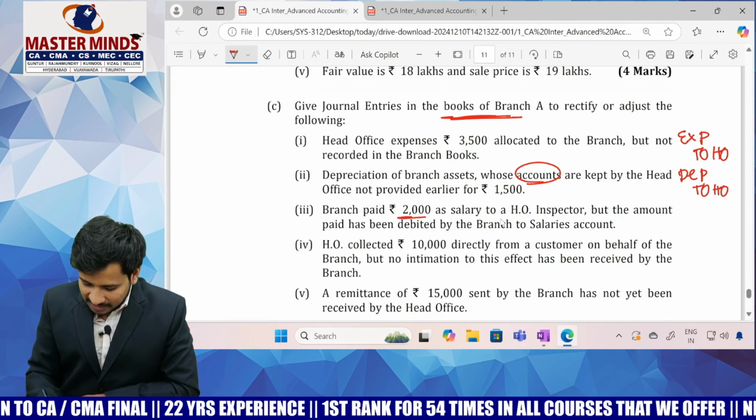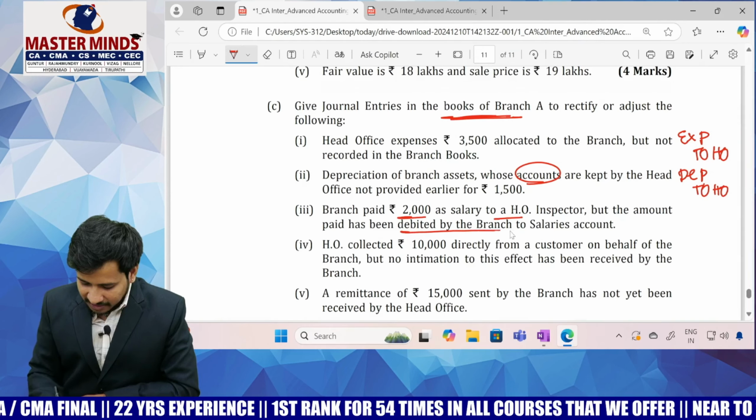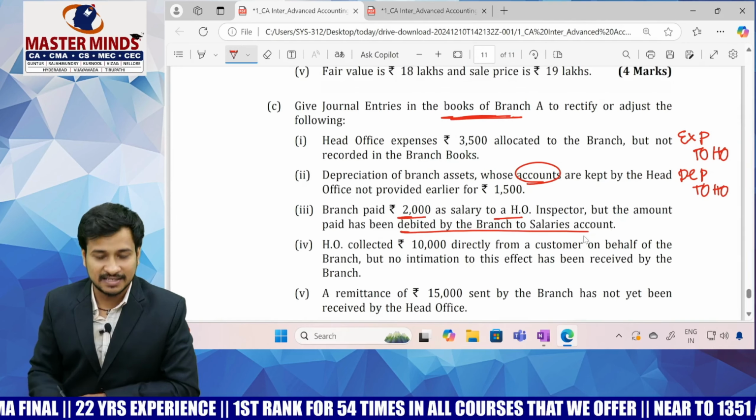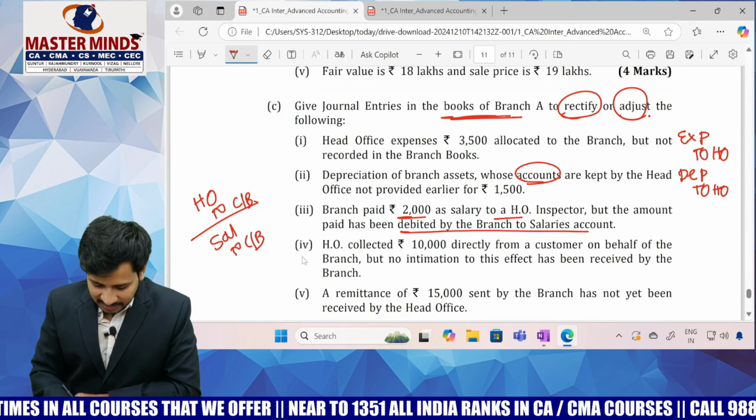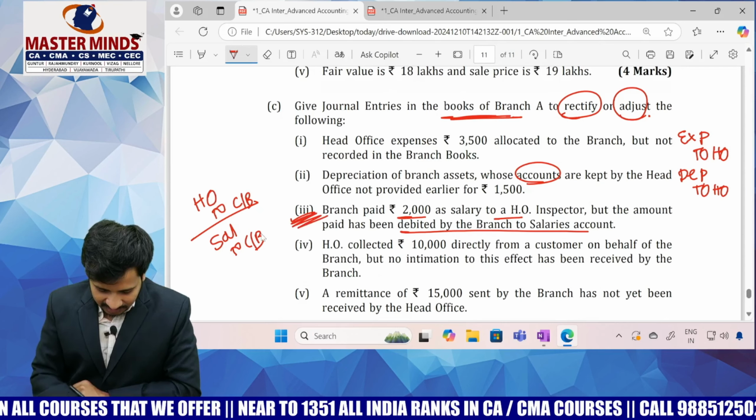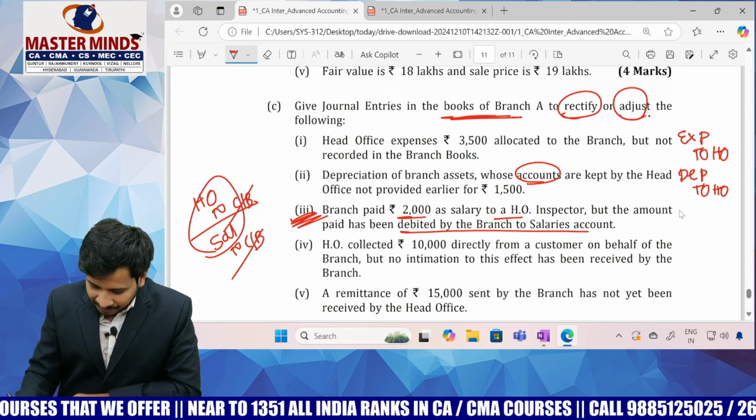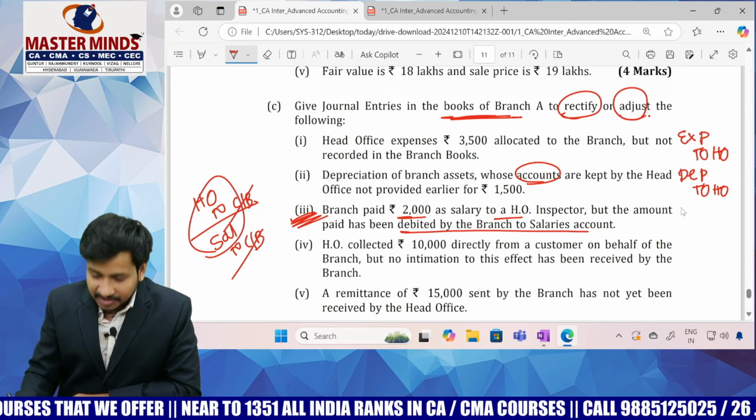Branch paid 2,000 salary to head office, but the amount has been debited by the branch to its salaries account. See, branch paid salary to head office. It's not my expense. It's head office expense. So it should write head office to cash or bank. But unfortunately, it had debited to salary and hence rectify the same. Rectify or adjust. This is rectification. And the entry is you have to cancel salary, and hence it's something like head office account debit to salary.